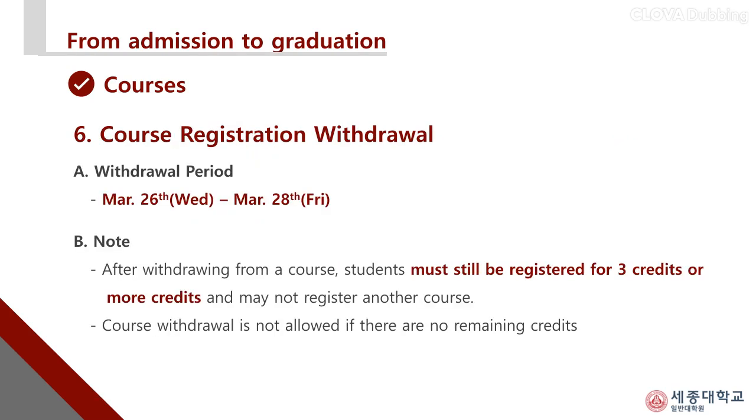Alright, let's go over course withdrawal. This semester's withdrawal period is from March 26th to March 28th. There are a few things you need to keep in mind when withdrawing from a course. First, after withdrawing, you must have at least 3 credits remaining. Second, if you don't have any remaining credits, you can't withdraw from the course. Lastly, you can't replace a withdrawn course with another one.